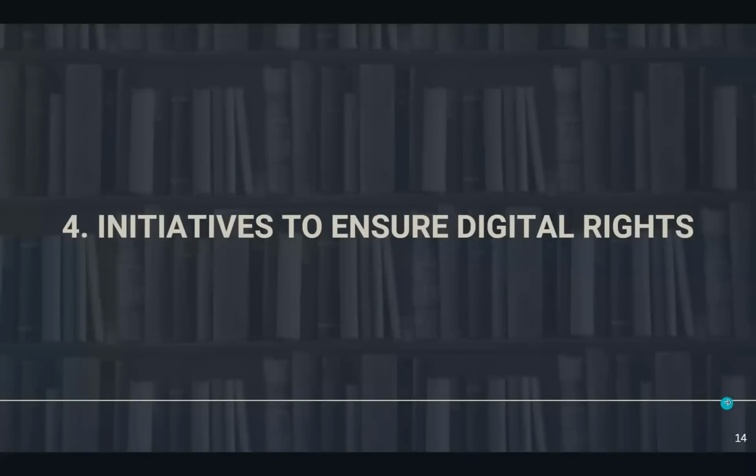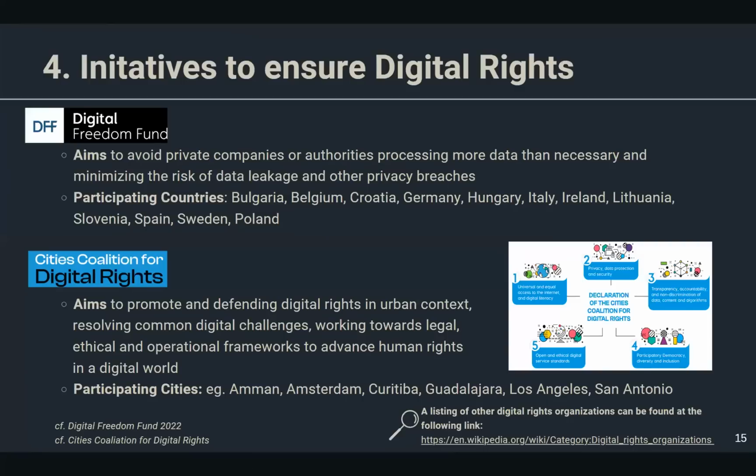There are a lot of globally acting initiatives regarding ensuring rights in the digital world. The following initiatives have been selected because they have been joined by countries from our before mentioned examples and by countries on different continents. The first example is the Digital Freedom Fund, with the aim to provide private companies or authorities processing more data than necessary and minimizing the risk of data leakage and other privacy breaches.